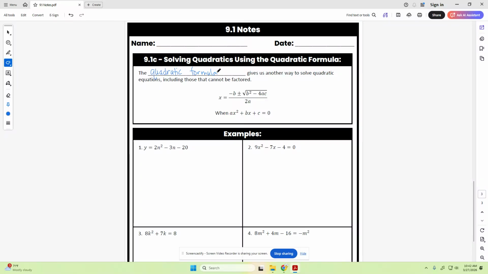Because not everything can be factored, but it still has solutions. So this is the quadratic formula right here, and it comes from that standard form. It's got B's, A's, and C's in it, and those are all going to come from your quadratic that's given to you, where A is the coefficient on x squared, B is the coefficient on x, and C is the constant at the end. It's the number without a variable. And it's going to be those values when set equal to 0. So let's look at some examples here.